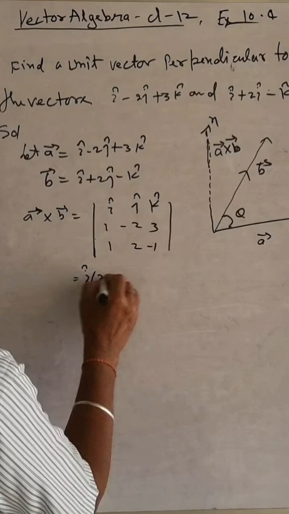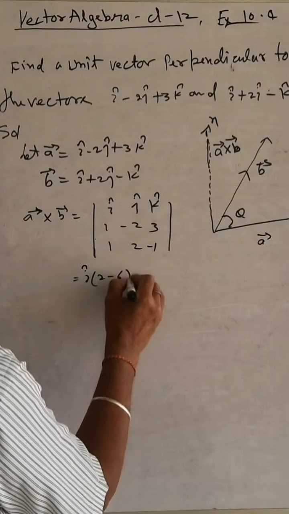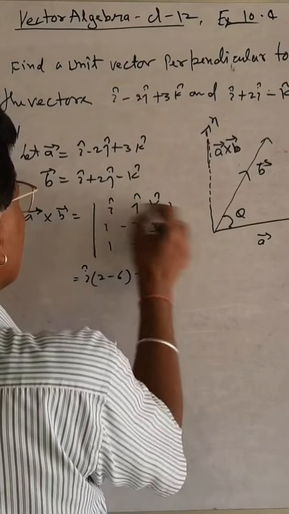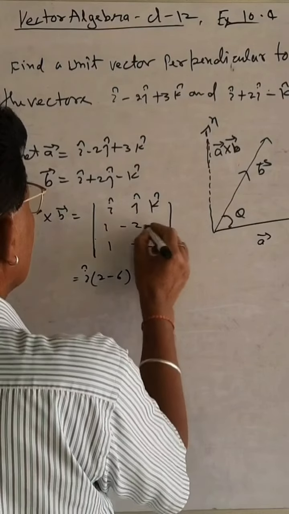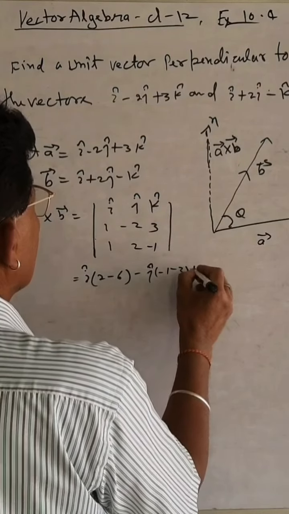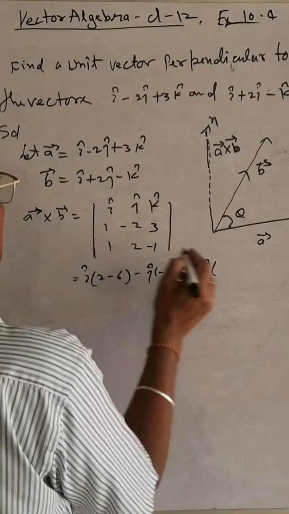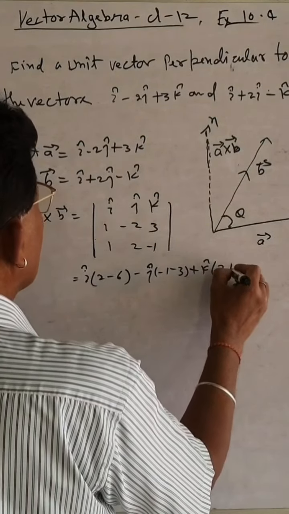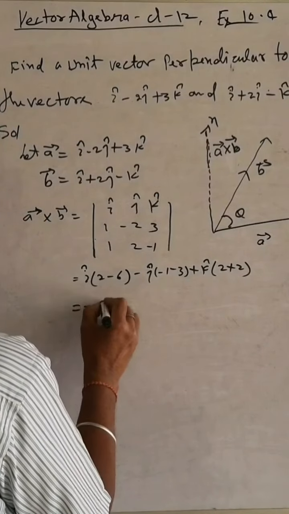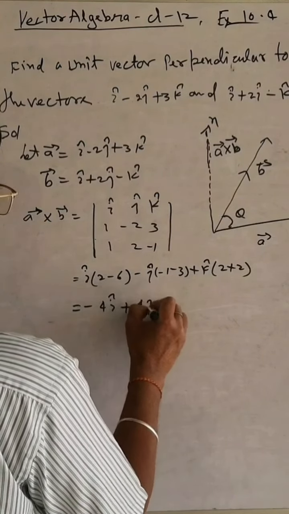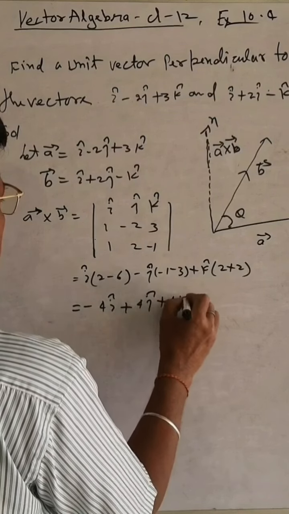First you take i, delete this column and this row, that is minus 2, negative into negative positive, minus 6. And it will be minus j, you will take for this one, leave minus 1 and minus 3. Here you take k unit vector, delete this column and this row, this will be 2 and plus 2. Okay, it will be minus 4i plus 4j plus 4k.